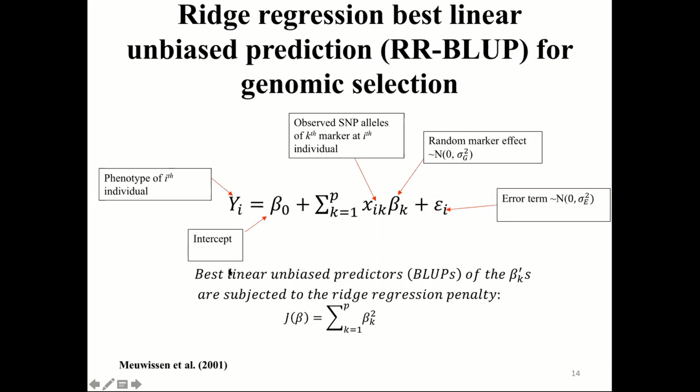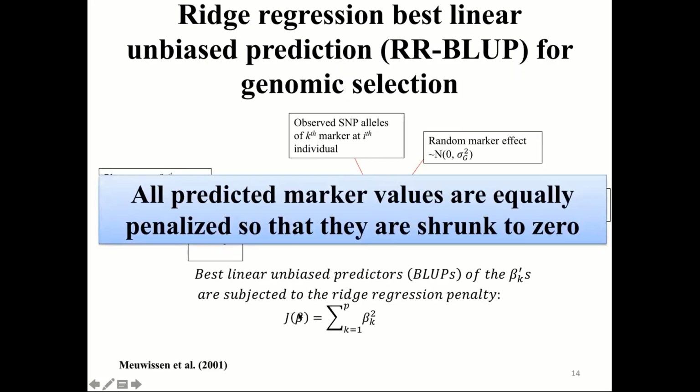The predictions of these random marker effects are subjected to this ridge regression penalty over here. And so an important thing to point out here is that all predicted marker values from this model are equally penalized. That is, they are equally shrunk to 0. So no matter the size of the genes, no matter the effect size of the genes they are tagging, the predicted marker values are going to be equally shrunk.